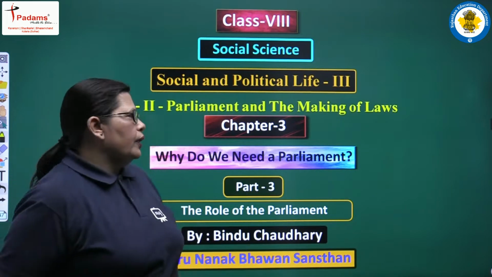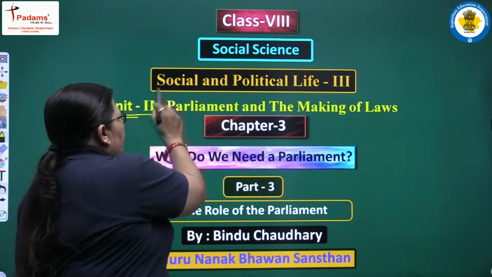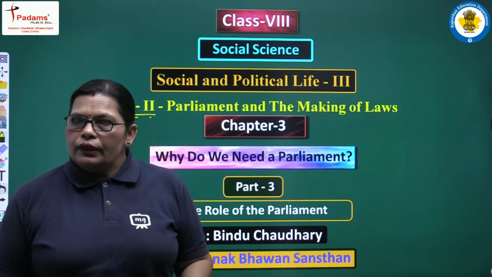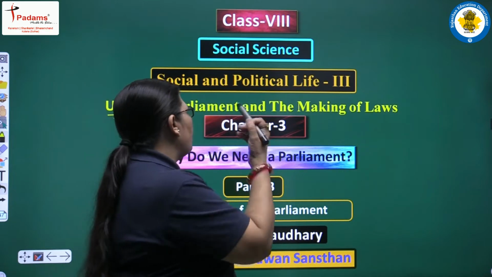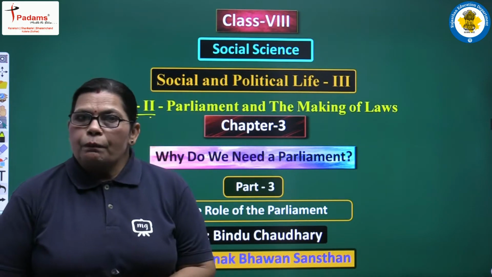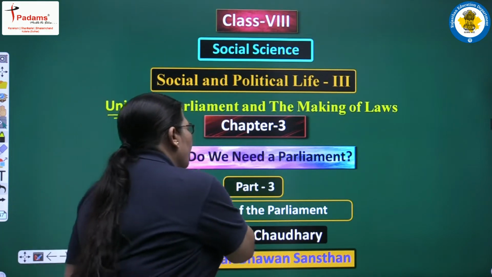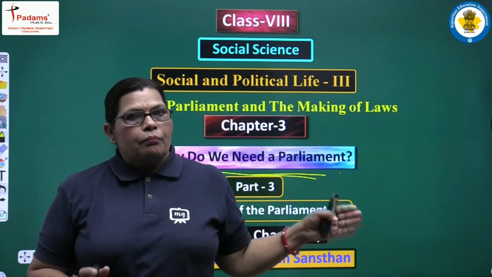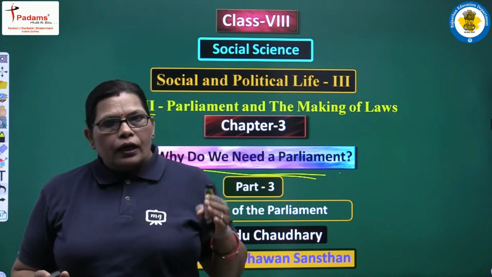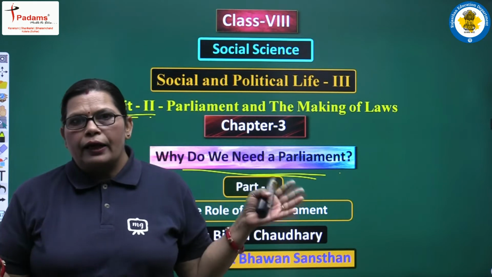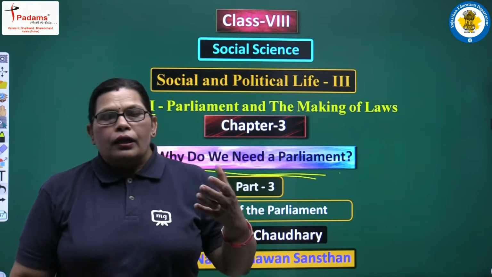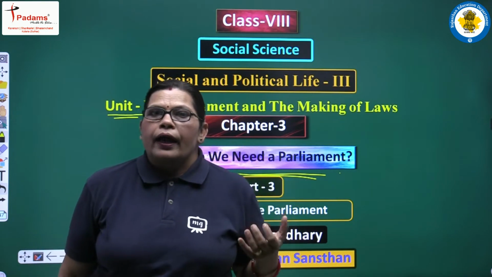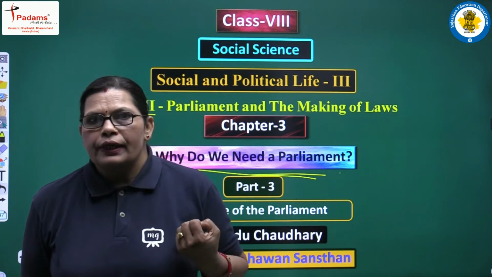Today we are covering our unit 2nd. The name of the unit is Parliament and the Making of the Laws. When we are discussing the Parliament, then in chapter 3rd we are reading why do we need a Parliament, and in this chapter we covered two parts previously, and in those parts we covered the needs of Parliament and how the Parliament has an important role in the central government.